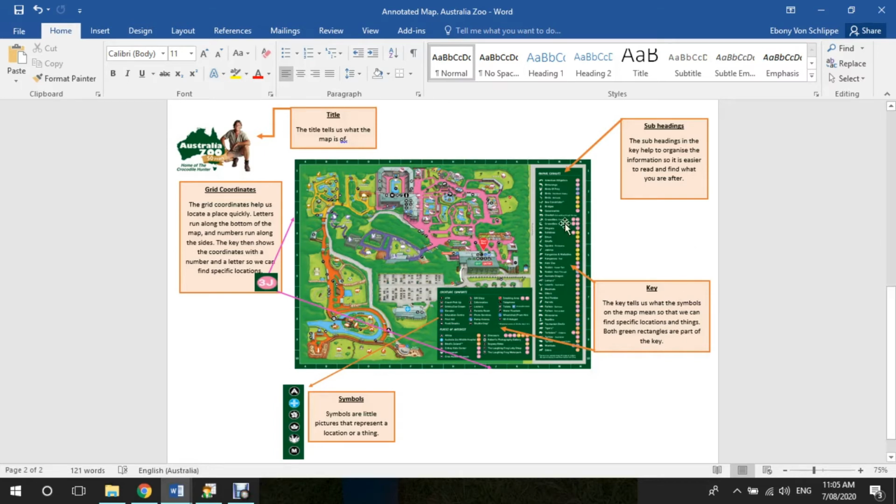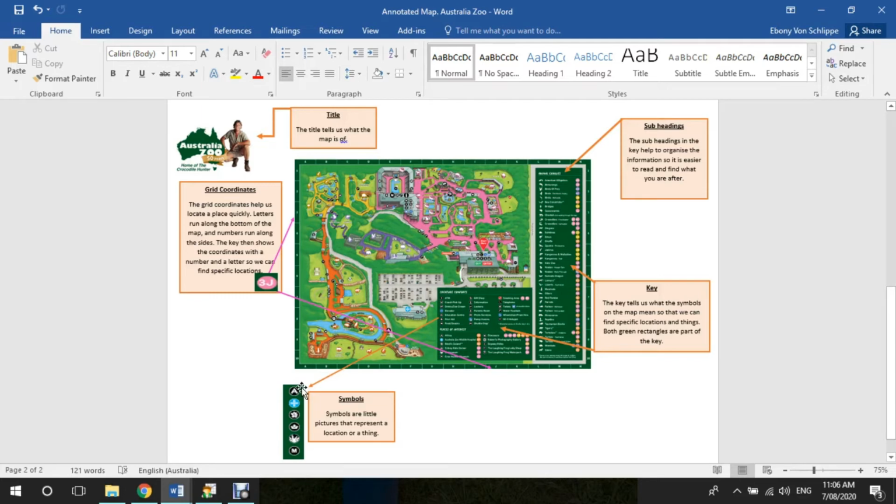Going on to the key is this area here in green and this area here in green. So it's quite a big key for this map. That's because there's a lot of different places and things to do at Australia Zoo. So the key tells us what the symbols on the map mean so that we can find specific locations and things. If you have a browse over the map, you can see there's lots of little pictures and symbols all the way around the map, and the purpose of the key is to tell us what they mean. And that's really important so that when we're heading to a location, we know what we're going to find when we get there.